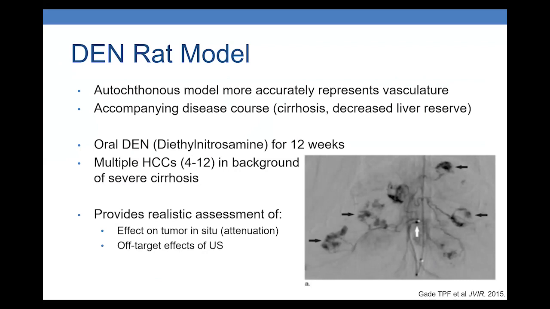Coming to our models, we use the DEN rat model. As I said, DEN is an established hepatotoxin. It's a very realistic model in terms of tumor vasculature, accompanying disease course from cirrhosis and liver changes, having multiple HCC in the background, and also provides a realistic assessment of the therapy itself through the effect of the tumor in situ and of target effects of ultrasound.